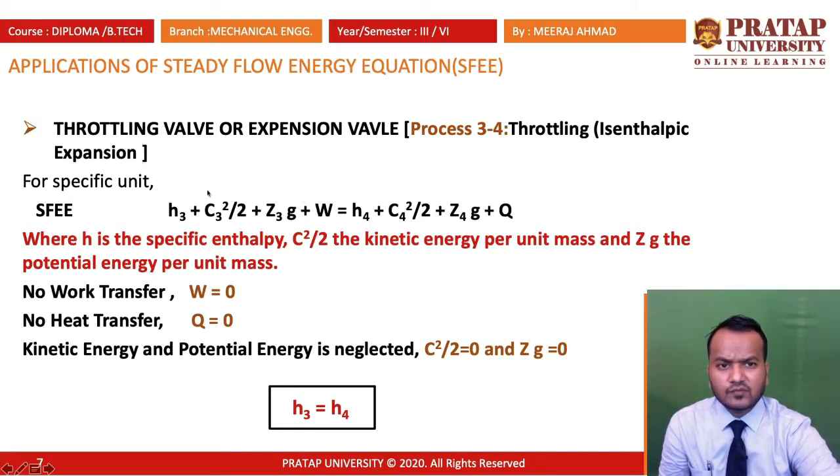In the throttling process, no work transfer, no heat transfer, and kinetic and potential energy should be neglected. Put these values into the steady flow energy equation. You get that h3 equals h4. We already said that the throttling process should be an isenthalpic process. So putting these 3 assumptions into the steady flow energy equation, you get h3 equal to h4, which means that it is an isenthalpic process.